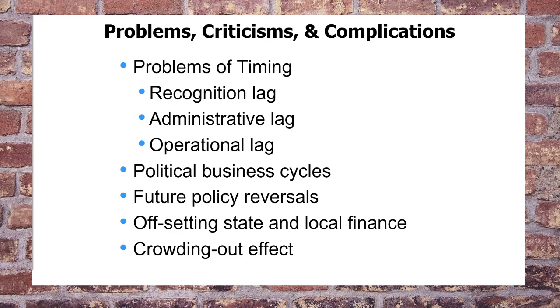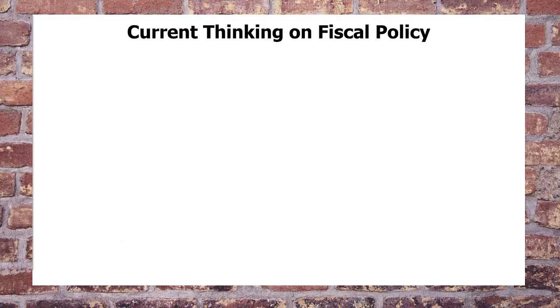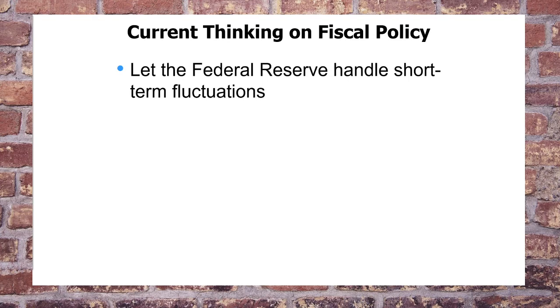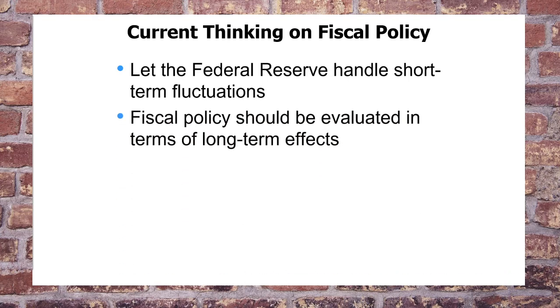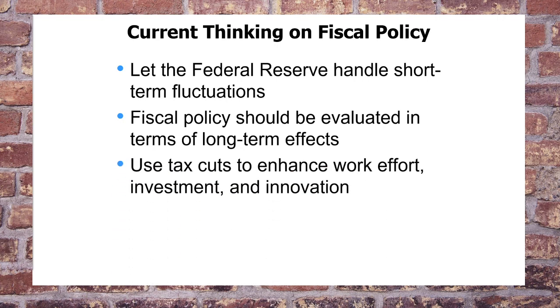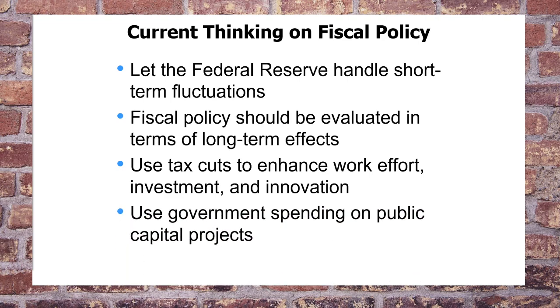What is crowding out? We will get to that soon. Now, what is some of the current thinking on fiscal policy? Some of the thought is to let the Federal Reserve handle the short-term fluctuations. Fiscal policy should be evaluated in terms of long-term effects. Use tax cuts to enhance work effort, investment, and innovation. Use government spending on public capital projects. That's infrastructure. I've talked about that a few times in class.